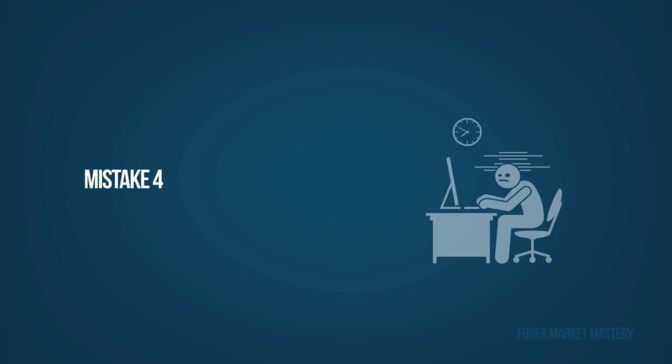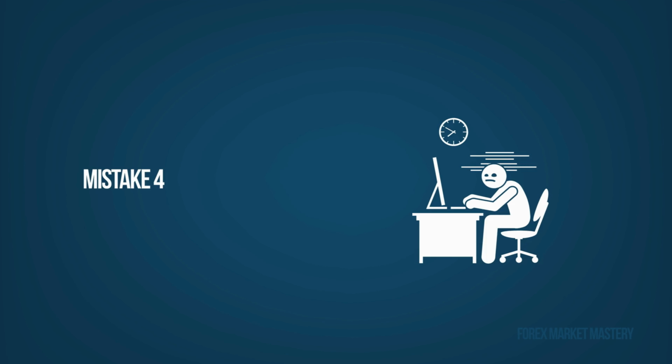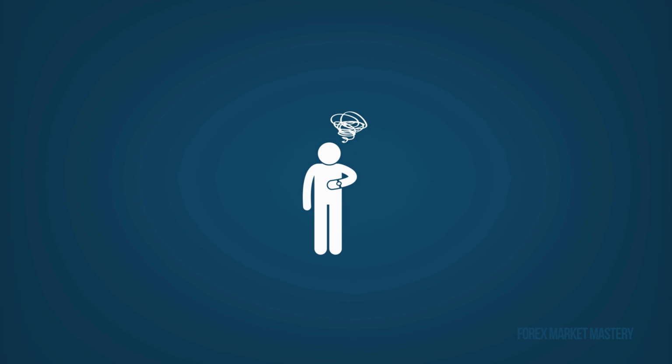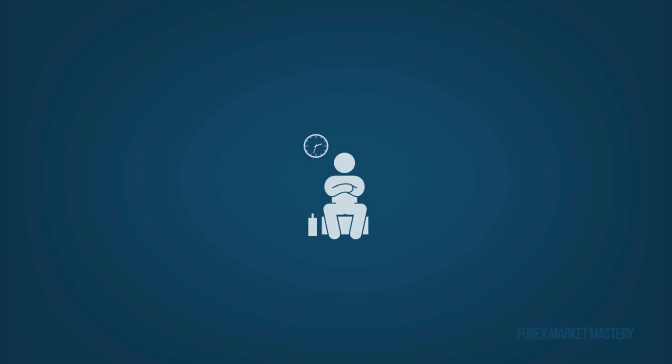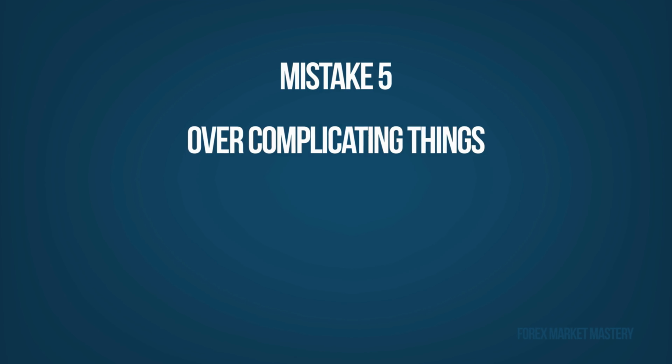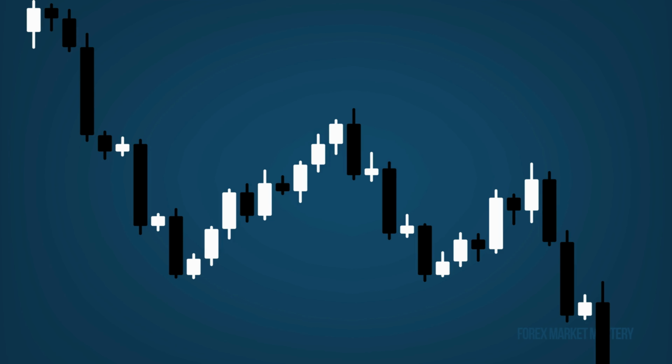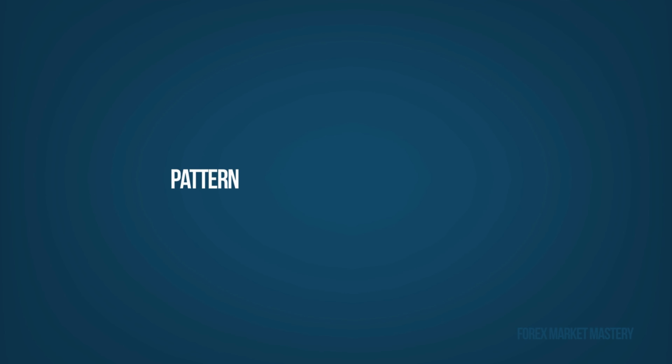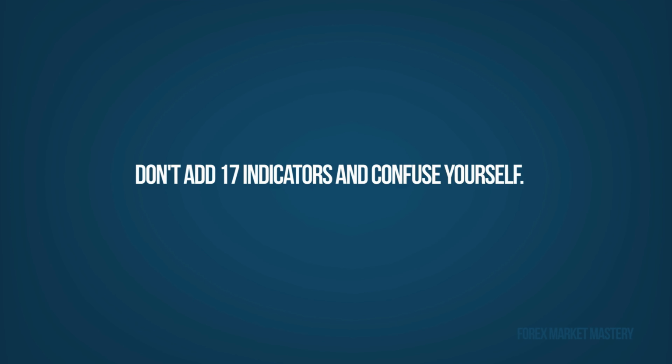Mistake 4, not waiting for confirmation. Sometimes waiting for one more candle to confirm the pattern saves you from false signals. Patience pays. Mistake 5, overcomplicating things. Candlestick trading works best when kept simple. Pattern plus level plus trend equals trade. Don't add 17 indicators and confuse yourself.